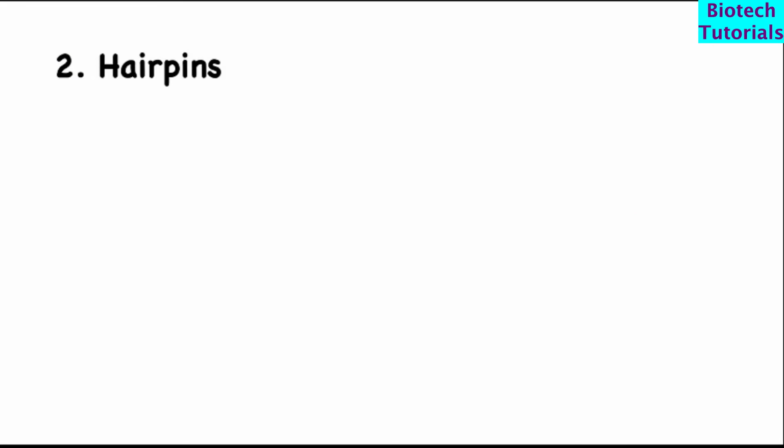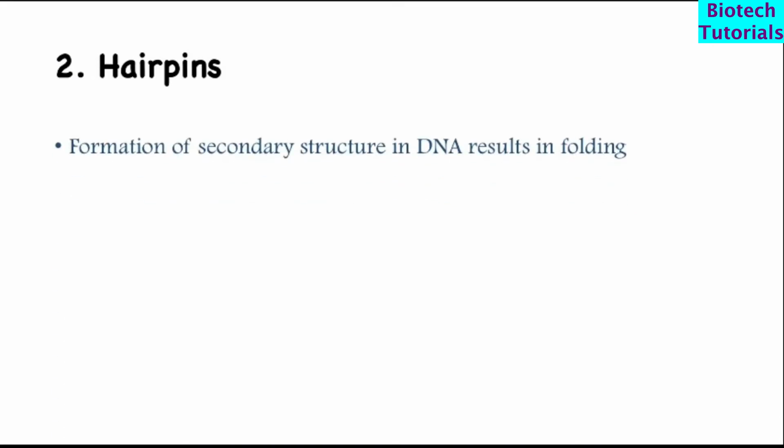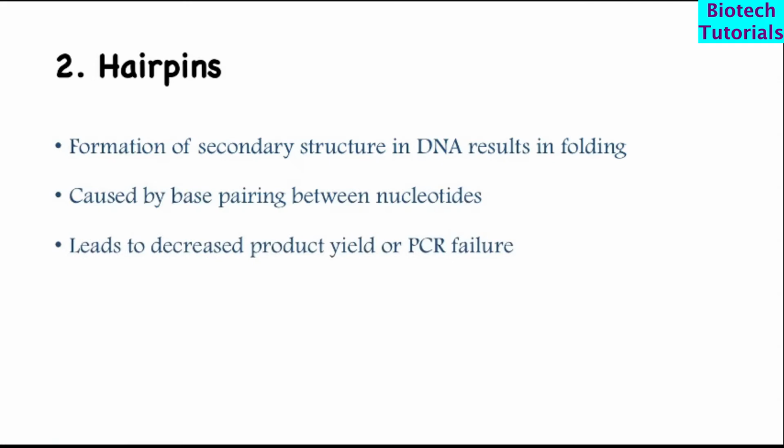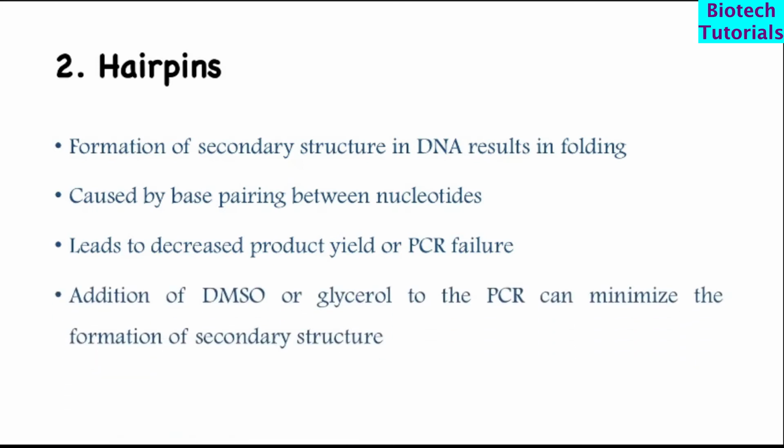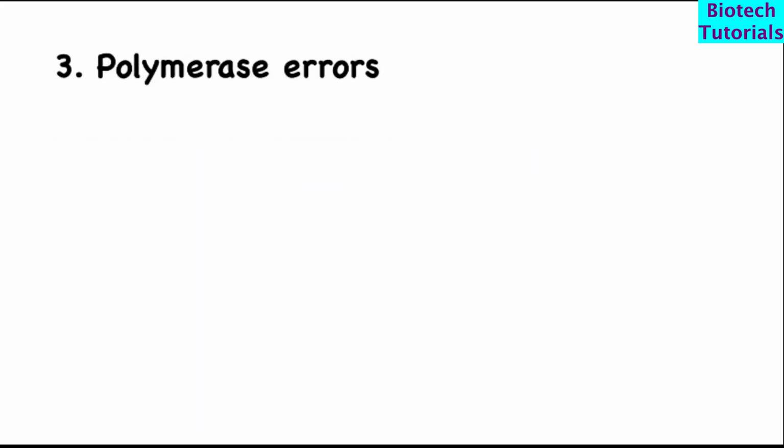Next is hairpins. Sometimes formation of secondary structure in DNA results in folding caused by base pairing between the nucleotides, and it leads to decreased productivity or PCR failure. If we add DMSO, dimethyl sulfoxide, or glycerol to the PCR, then it can minimize the formation of secondary structure.